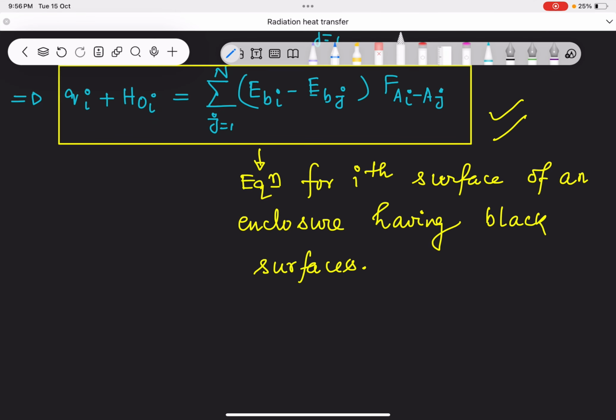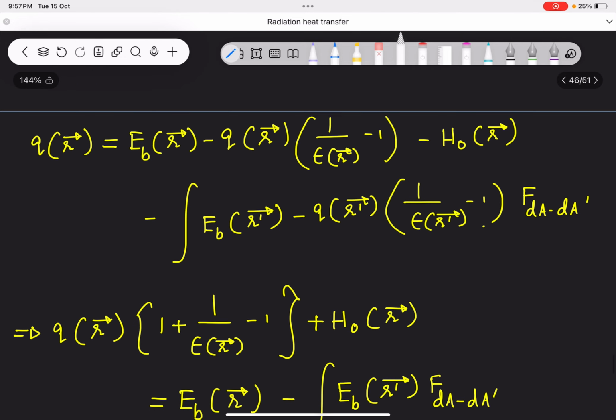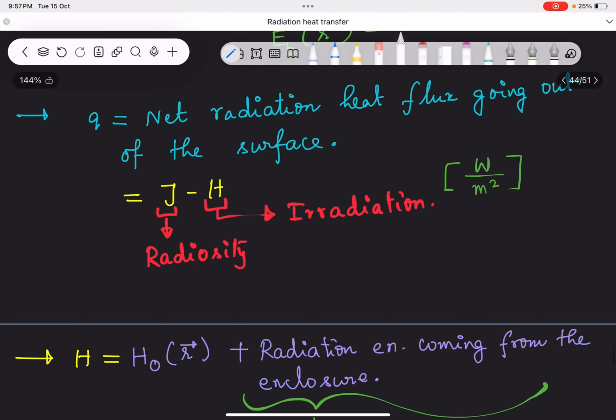Okay, so I welcome you all again to this radiation lecture series. We were studying how to find the net radiation heat exchange between any two surfaces in a discrete enclosure or at any part in a continuous enclosure, right? And I told you that there are mainly two methods by which we can do that.